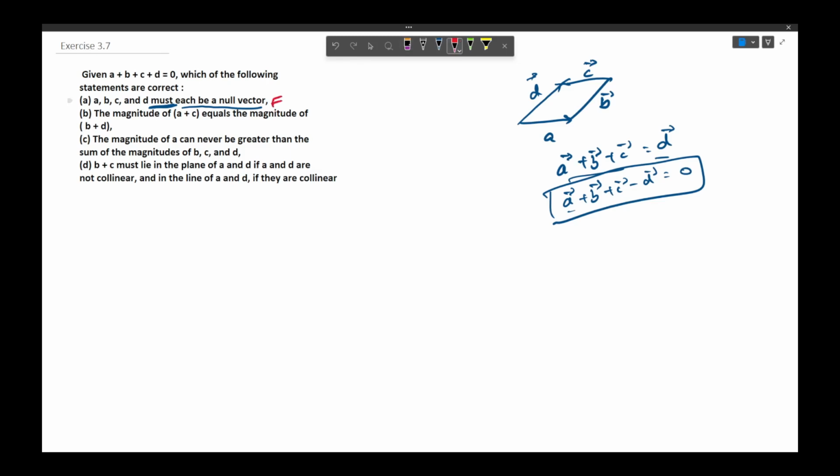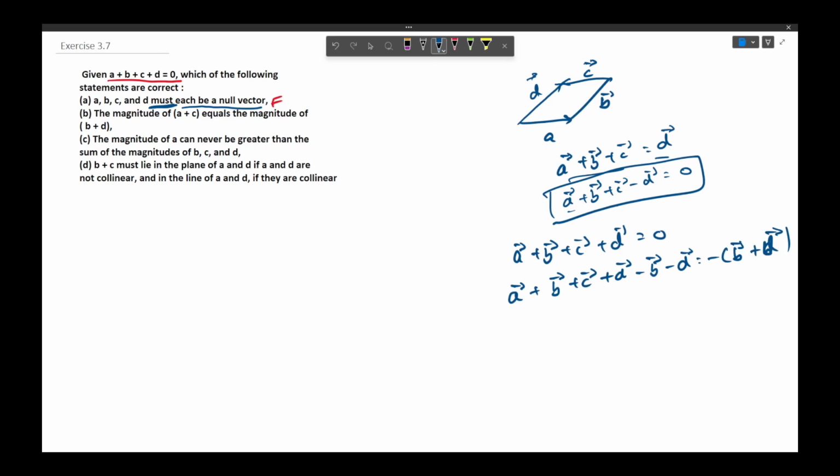Now let's go to the second statement. The statement is: the magnitude of A plus C equals the magnitude of B plus D. Since the given relation is this, let us move forward with that. A vector plus B vector plus C vector plus D vector equals 0. Let us subtract vector B and D from both the sides. So we will have vector A plus vector B plus vector C plus vector D minus vector B minus vector D equal to minus of vector B plus D.